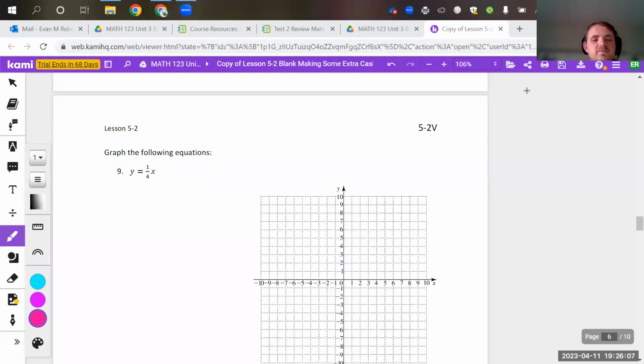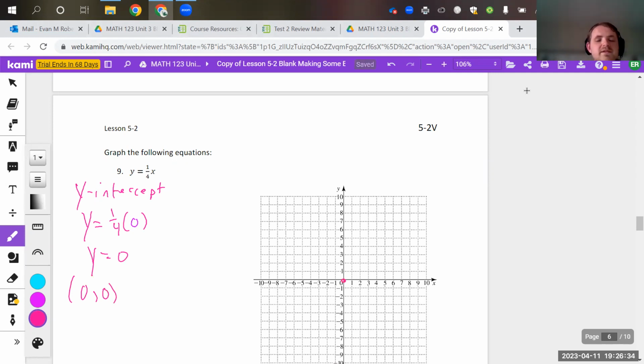If you want to find the y-intercept, you would plug in 0 for x. So again, finding that y-intercept, you would have y equals 1/4 times 0. So y would equal 0. So what you just did there is you plugged in 0 for x, and you got y equals 0. So you'll plot that point (0, 0).